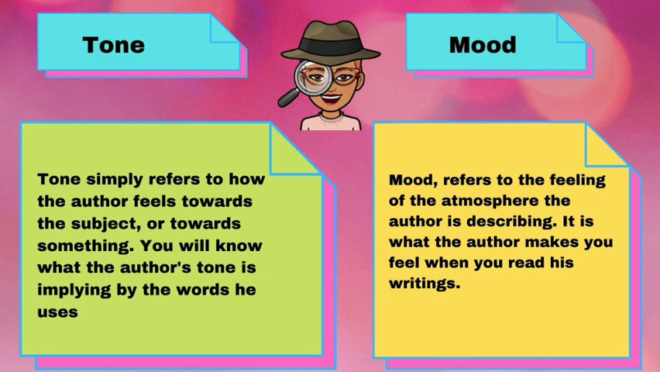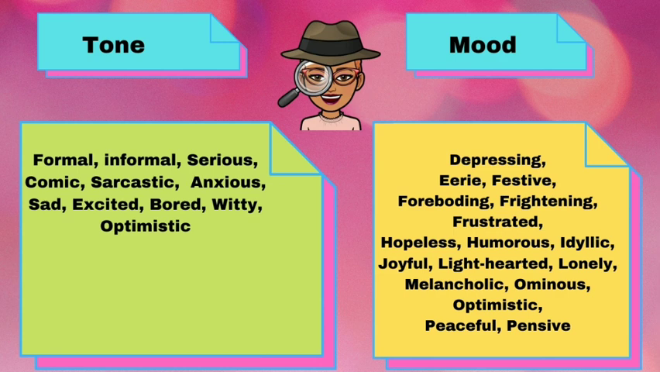Tone and mood. Is there a difference? Tone simply refers to how the author feels towards the subject or towards something. You will know what the author's tone is implying by the words he uses. On the other hand, mood refers to the feeling of the atmosphere the author is describing. It is what the author makes you feel when you read his writings. Here are some examples of tone and mood.